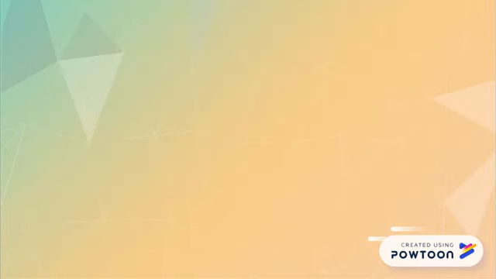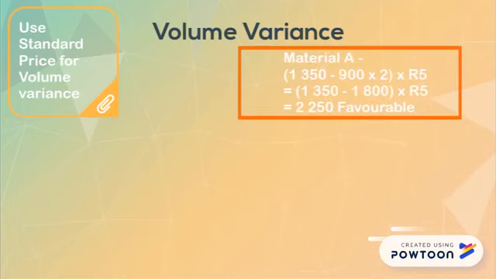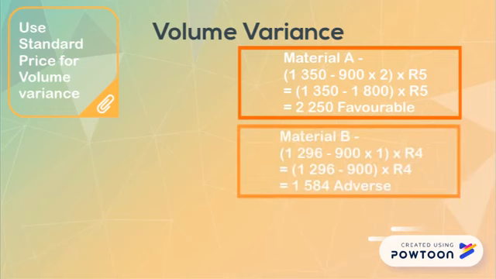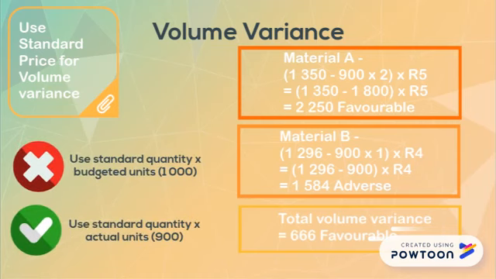For our volume variance, we will always use the standard price for calculations, and that therefore results in material A favorable variance and material B adverse variance. Please note that you should never use the standard quantity multiplied with budgeted units when calculating the volume variance, but the actual units, because this is your flexed quantity.